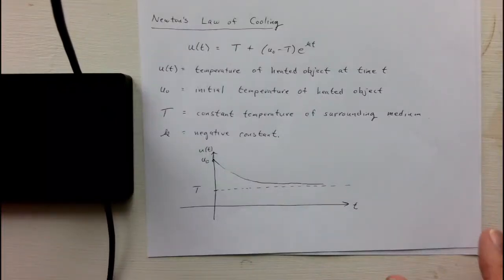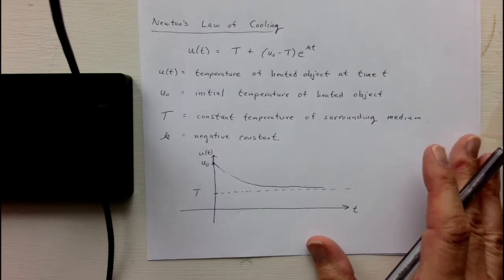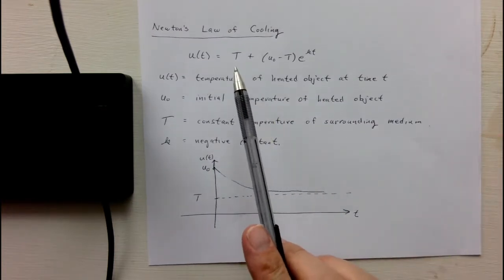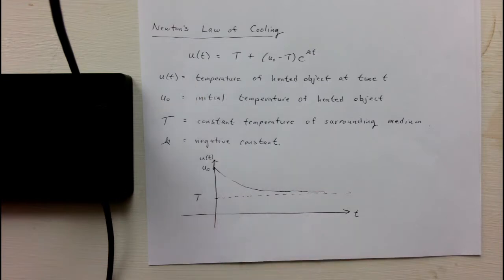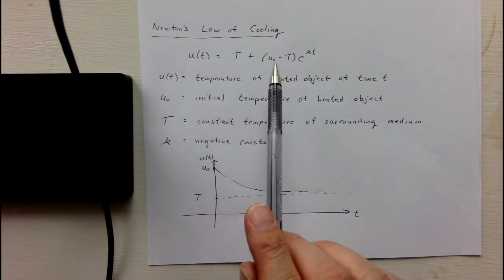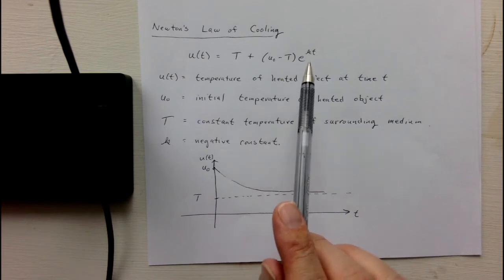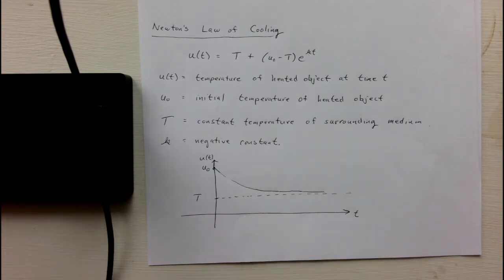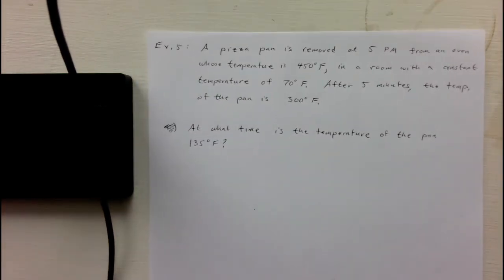All right, so for the last example, this involves Newton's law of cooling, and let me just review what that is. If u(t) is the temperature of a heated object at time t, and this is going to approach the room temperature, or the temperature of the surrounding medium, which is capital T. We use this formula because hopefully capital T and u sub 0 will be given to us, and we might have to figure out what this k is before we do anything else. And that's exactly what happens on the last example.